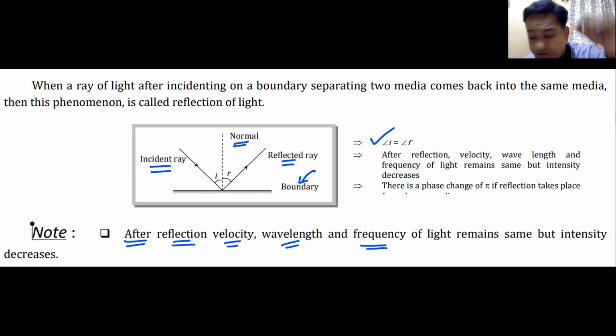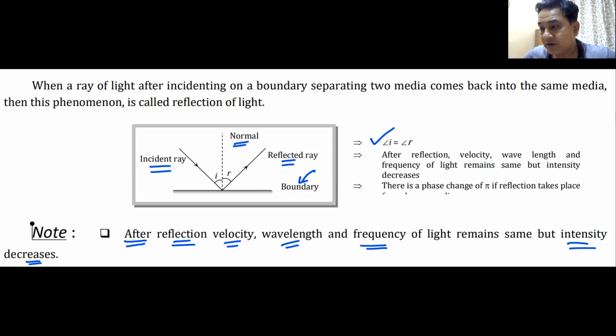The thing that changes here is the intensity of light. Intensity is the amount of energy that is falling per unit area, per unit time. Remember, even if we have a perfectly reflecting surface, not 100% of the light is reflected back. Some amount of light is absorbed, some amount is transmitted. We will see those terms, don't worry. Some amount of light is reflected, some absorbed, some transmitted. Therefore, the intensity of light after reflection or refraction will always decrease. Can you remember this? Yes or no? Do you understand this?